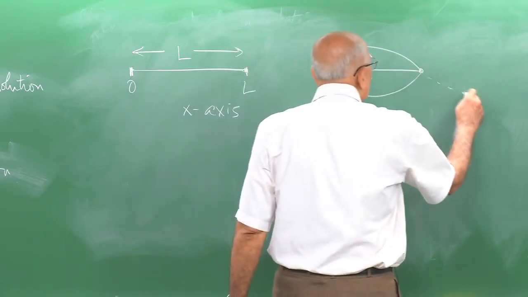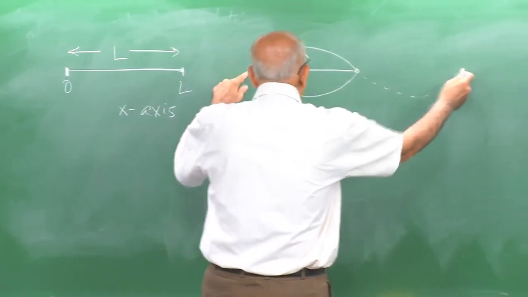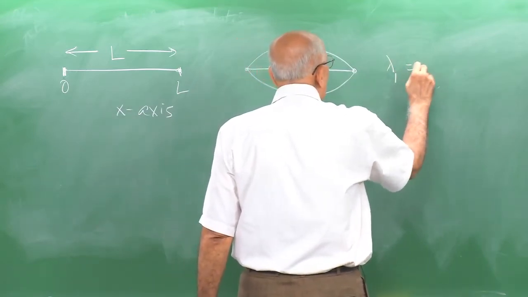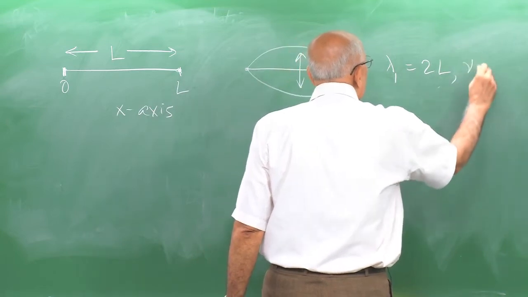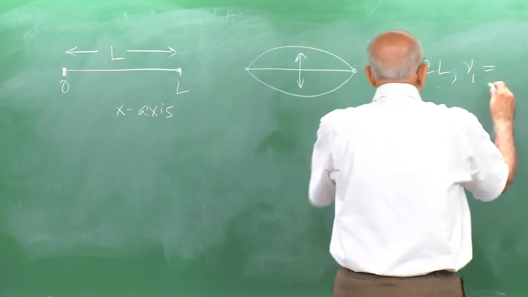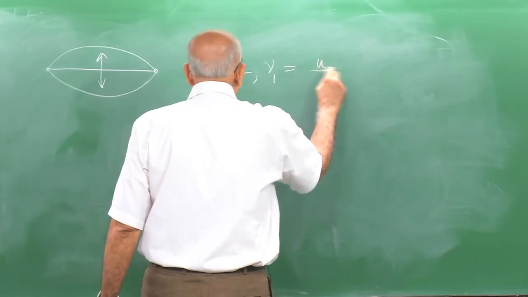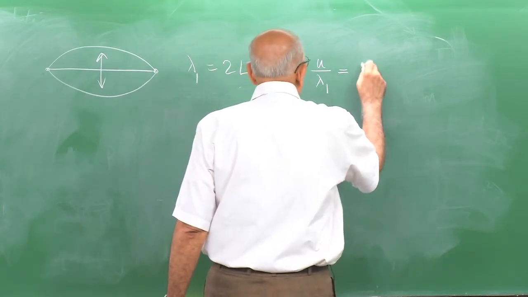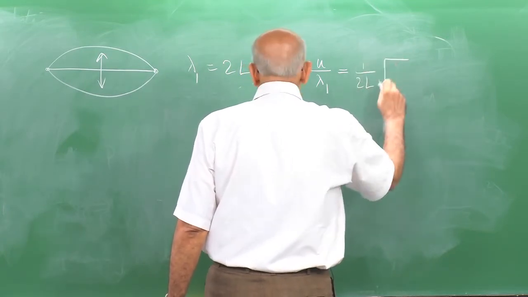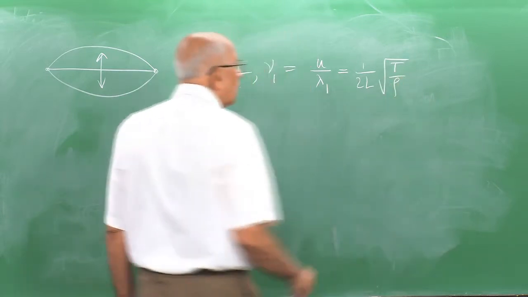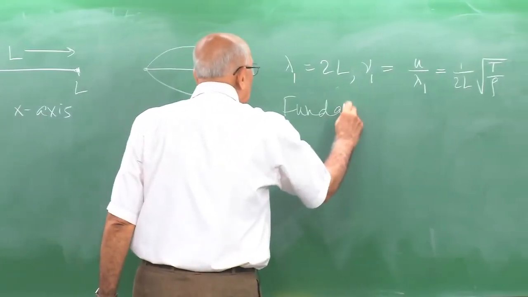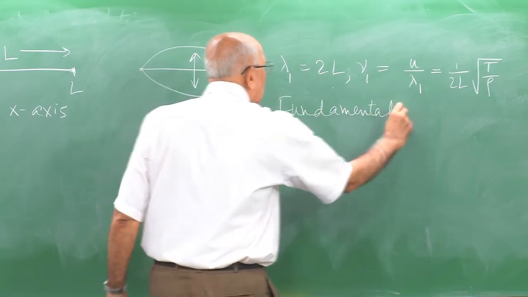So, the actual wavelength of this wave would be twice the length of the string. In this case, lambda 1 is 2L, and that is the fundamental mode. The frequency nu 1 is obviously equal to the speed u divided by lambda 1, which is equal to 1 over 2L square root of T over rho. So, that is the fundamental mode.